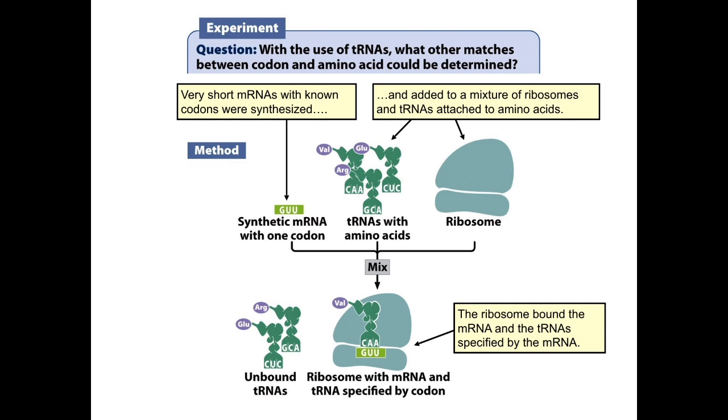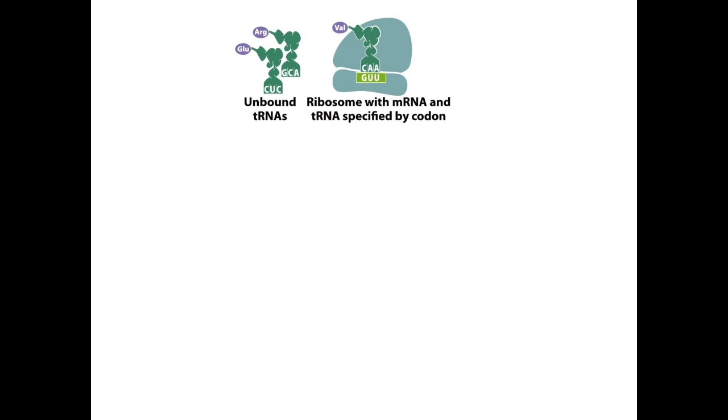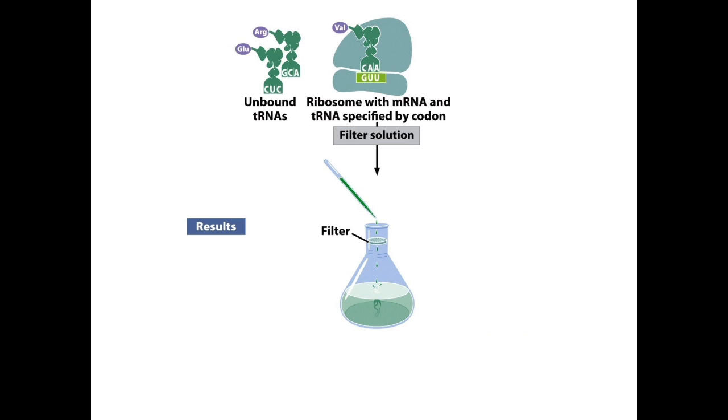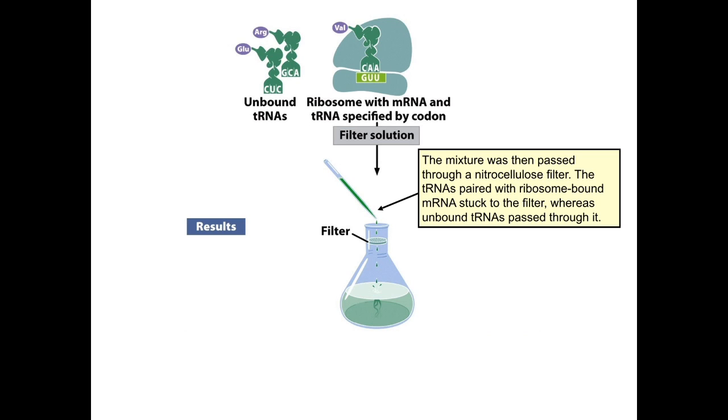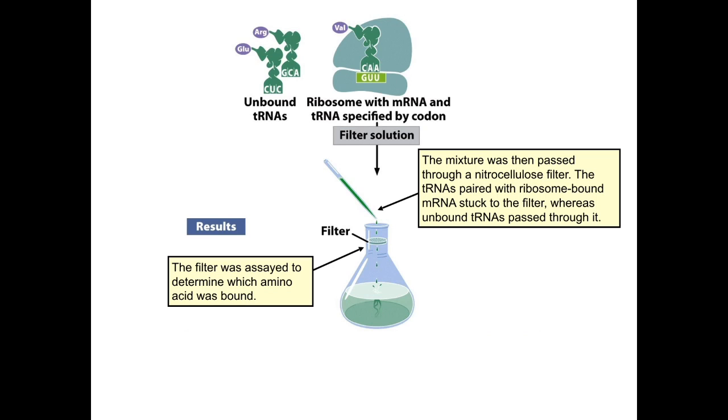The ribosome bound the mRNA and the tRNAs specified by the mRNA. And in this case, this mRNA contained only one codon, GUU. So you have a solution now that has unbound tRNAs and bound tRNAs with the ribosome. You filter this. The mixture goes through the filter. The tRNAs paired with the ribosome-bound mRNA stick to the filter, whereas the unbound tRNAs pass through it. The filter was assayed to determine which amino acids were bound.